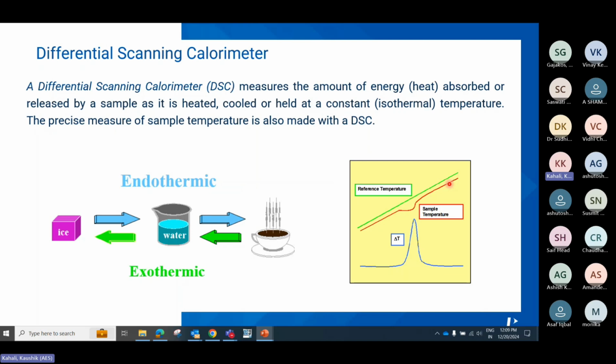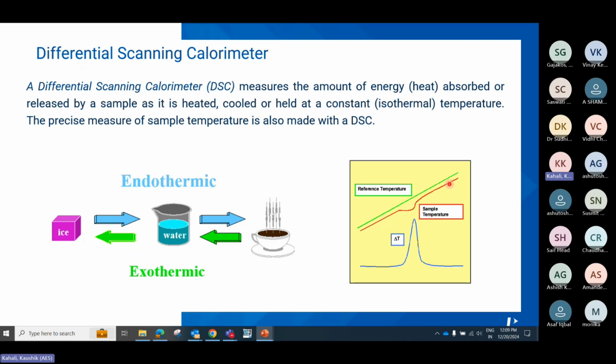So when we are heating both the pans at a fixed heating rate, say 20 degrees Celsius per minute from 30 to 300 degrees Celsius, as far as the platinum pans are concerned, there will be linear heating. There will be no change in temperature in both sides.